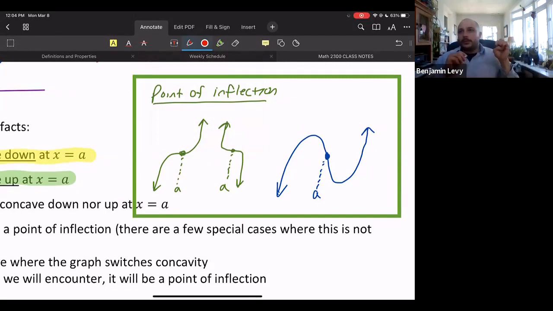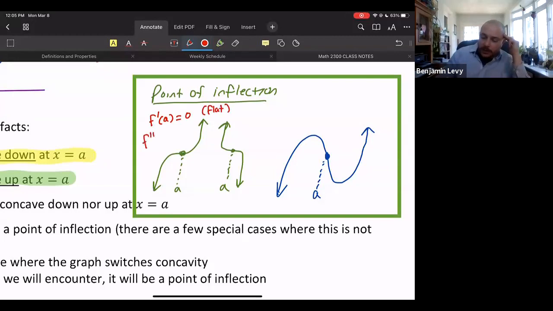The thing that I think is important to note is that on the places on the left, the first derivative is 0 because it's flat, and the second derivative is 0 because it's an inflection point. So both the derivatives are 0 on the left.